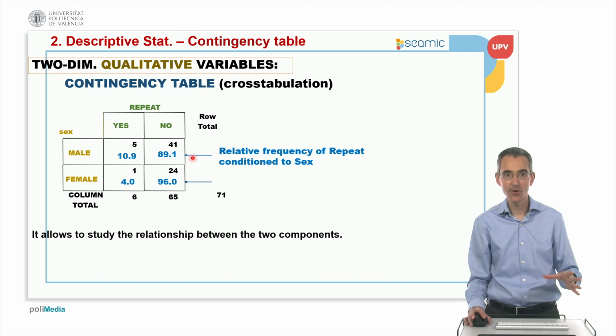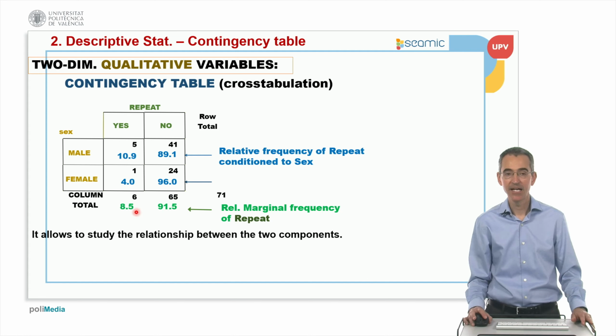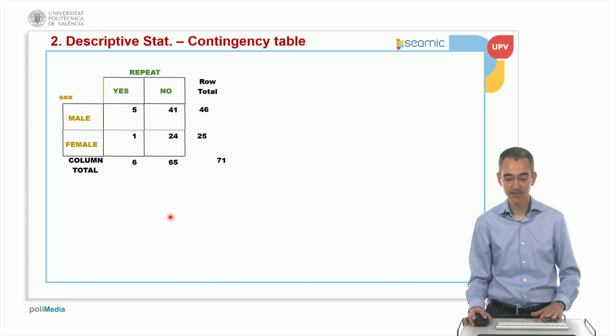Okay, so if I focus on the subset of men, 10.9% repeated the subject and 89.1% did not repeat. And if I focus on the subset of women, I have that 4% repeated the subject and 96% did not repeat the subject. Here in green, I'm representing the relative marginal frequency of repeats. So in total, I can say that 8.5% of students repeated and 91.5% did not repeat. Okay, so this is the situation.